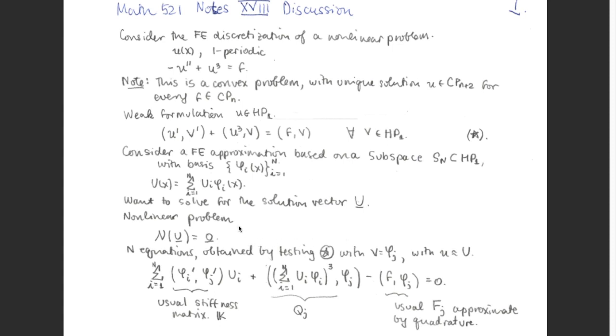Let's look at what those equations look like. So first of all, this term looks exactly the same way it did before. I have a matrix times the vector, where the matrix is the usual stiffness matrix. This is the integral of phi i prime times phi j prime. And over here, now I have something new. Here's what the nonlinearity is. I'm going to have to look at this one more carefully, which I'll do on the next page.